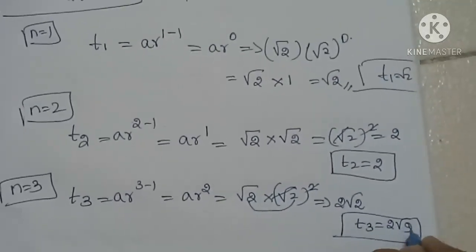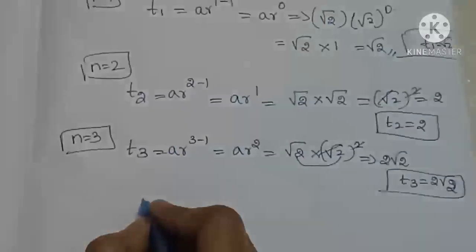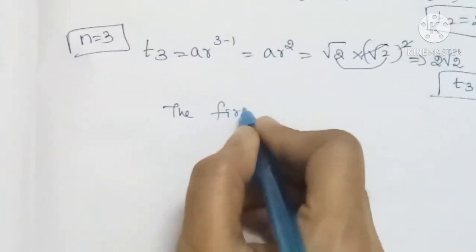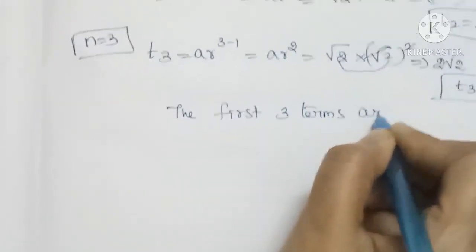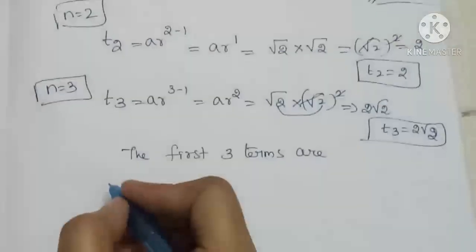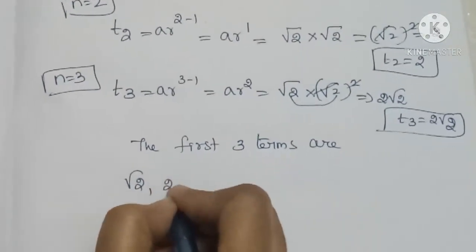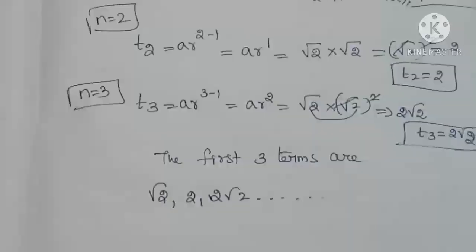In the question, they asked to find only the first 3 terms. So write the first 3. The first 3 terms are √2, 2, 2√2, and so on.